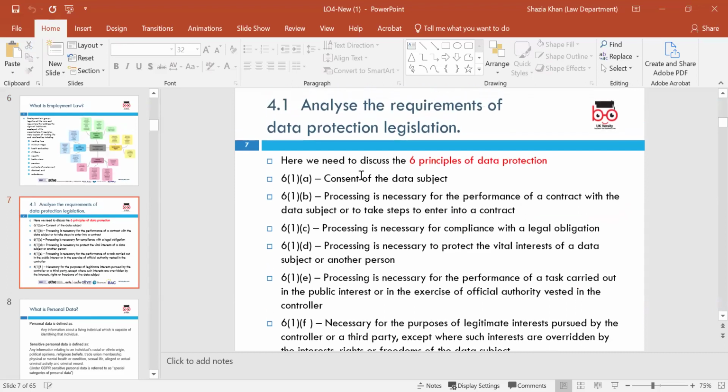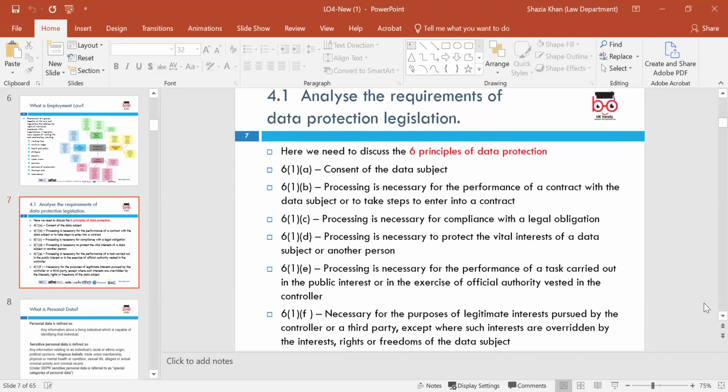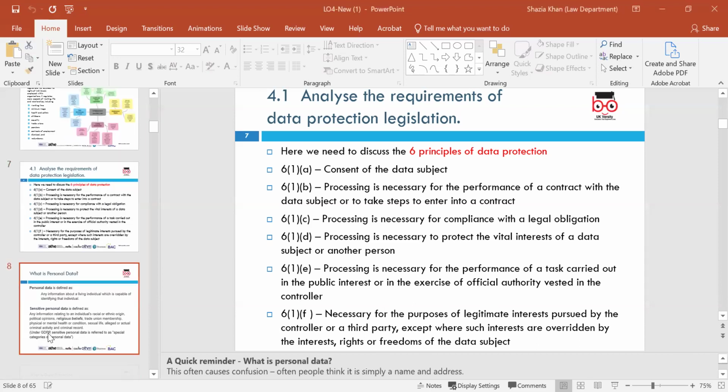Analyze the requirements of data protection. As we mentioned, there are 6 principles in regards to data protection. They are consent of data, contractual necessity, legal obligations, vital interests, legal compliance, which we've gone through, processing of data, and legitimate interests. So these are really important when it comes to identifying that.